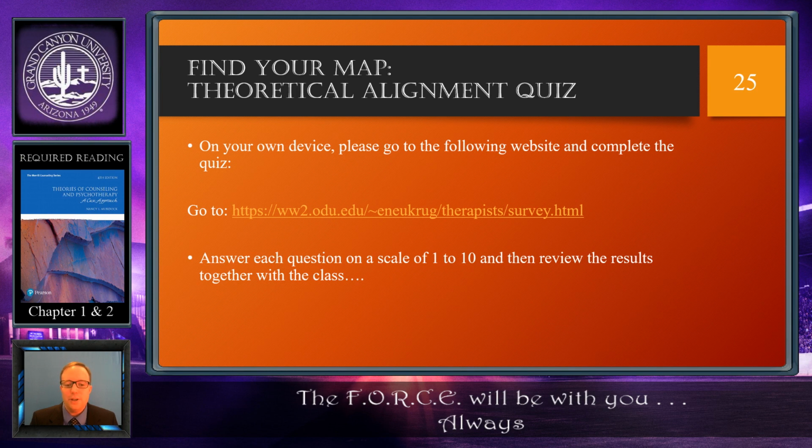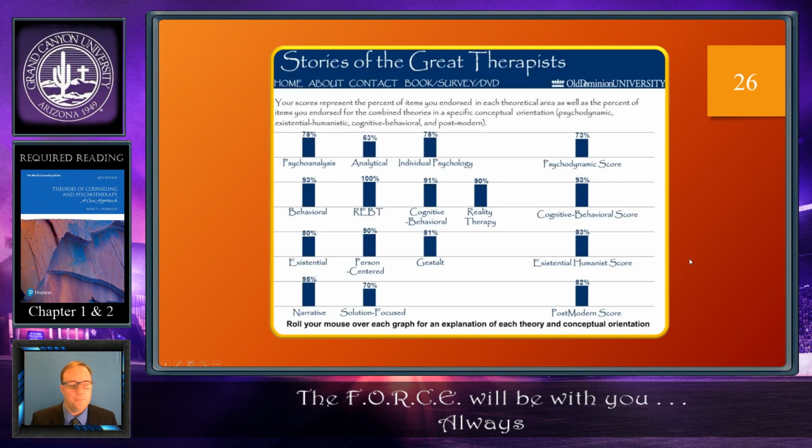This quiz is going to answer your question of what theories do I line up with right now. It's going to ask you a lot of questions on a scale of 1 to 10, and you just have to answer what's important and what's not. And it will give you a breakdown of what theories you align with, the way you believe humans work right now. This is my set of results from a couple years ago when I started working as a clinical supervisor.